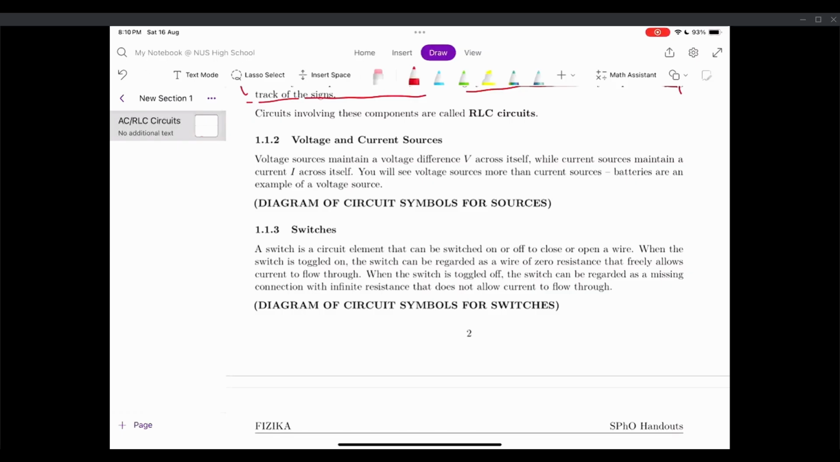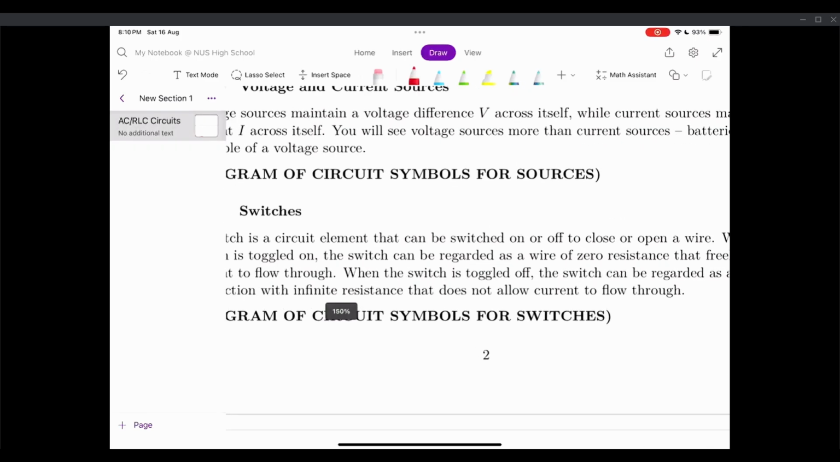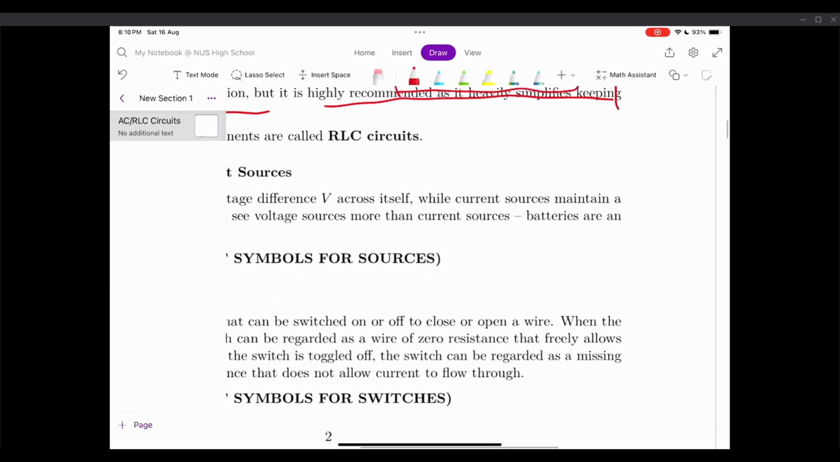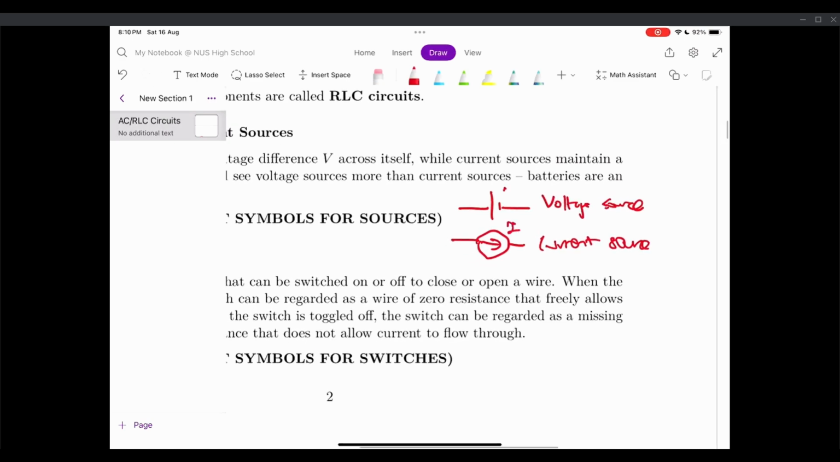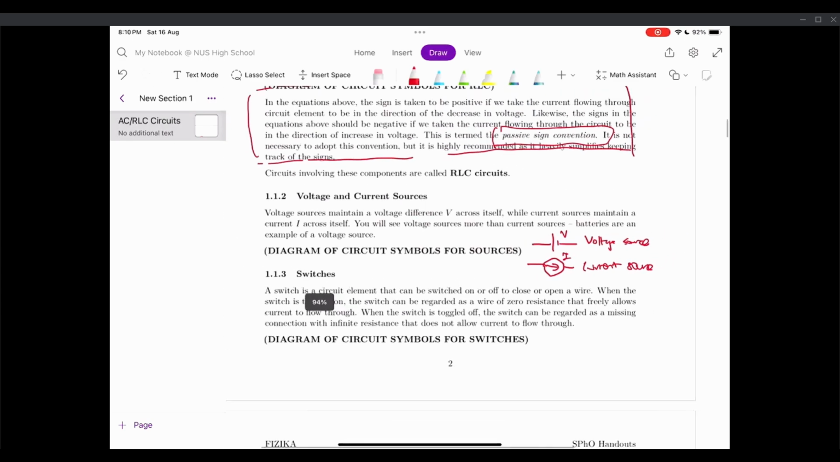Okay, next thing is voltage and current sources. Voltage sources are what you typically see, and they are notated like this. This is a voltage source. On the other hand, you have current sources. Sometimes they are labeled like this. You don't see them very often, but all they do is impose some current through, like I, something like that. It's not too deep.